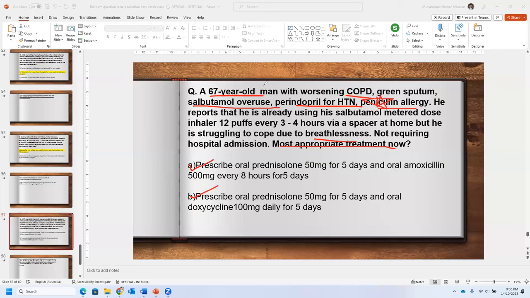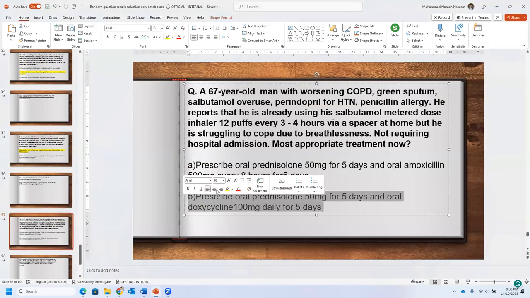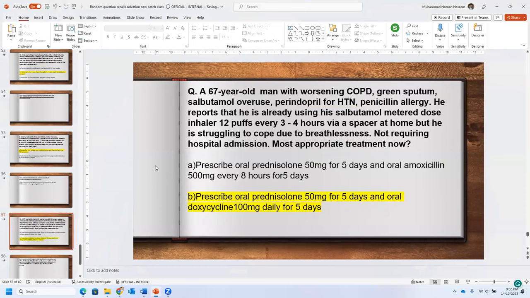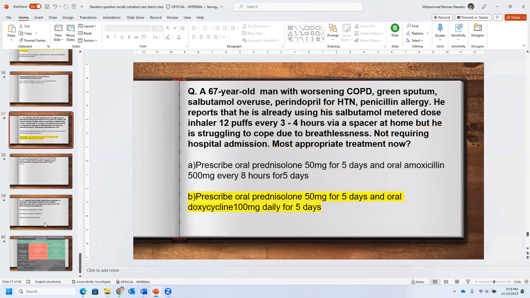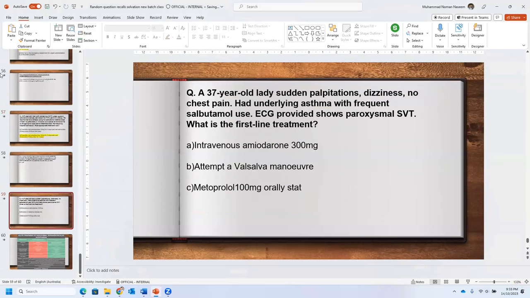Very big clue here. Very good. So we are starting doxycycline because the patient is allergic to penicillin. Excellent. You need to focus on little details in the exam. They are going to help you solve the question. If you focus, then it's very easy to solve the question, then it's very easy to pass the exam as well. Very good.